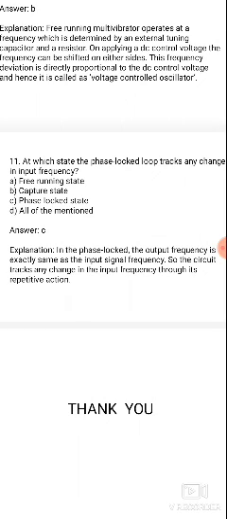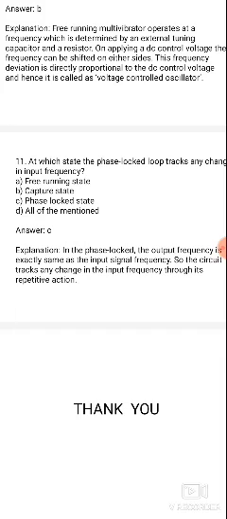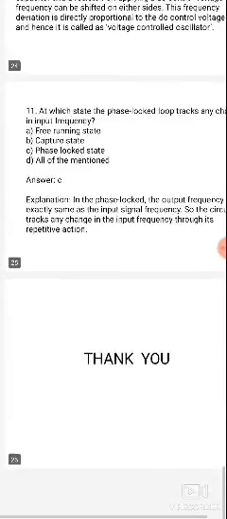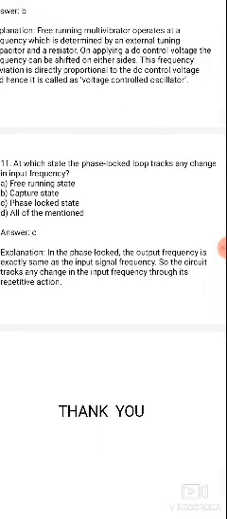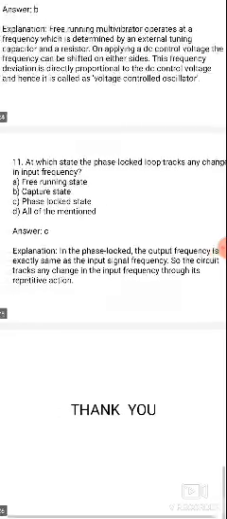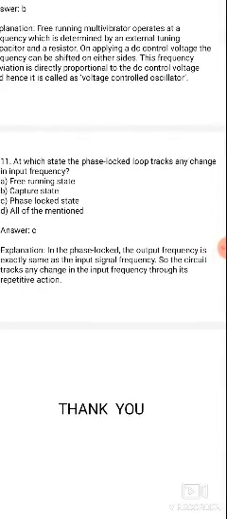The phase lock loop tracking range is also called the lock range. Tracking any changes in input frequency is possible only in the locked state. In the free running state, there is no input. In the capture state, the VCO observes the input frequency. The phase lock loop only tracks the input frequency in the locked state. That's why the answer is C.